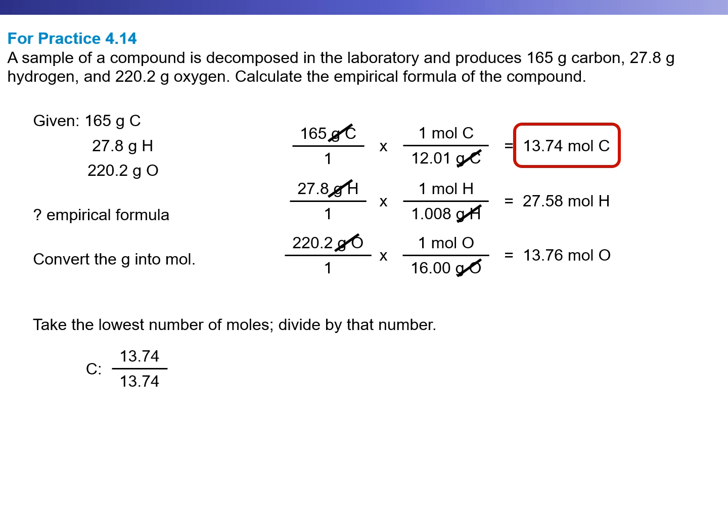So for carbon, we'll take 13.74 and divide it by 13.74, and that's going to give us 1. We're going to take the moles of hydrogen, which is 27.58, and divide that by 13.74, and we're going to get 2.007. And we're going to do the same thing for oxygen, which is 13.76 divided by 13.74, and we're going to get a little bit more than 1.